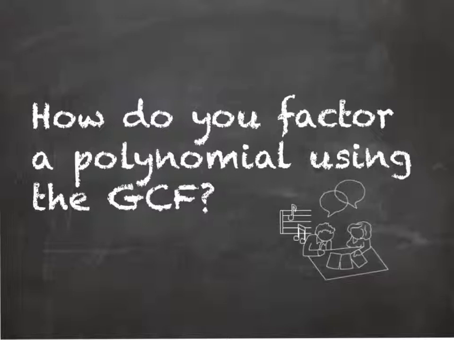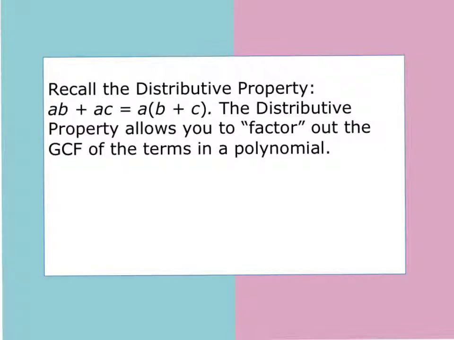Just a reminder that this is for section 8-2 of your whole textbook. First, I'd like you to recall the distributive property. A multiplied by B plus A multiplied by C is the same thing as taking the A out and then you have B plus C. So this is actually the direction we're going to go in.